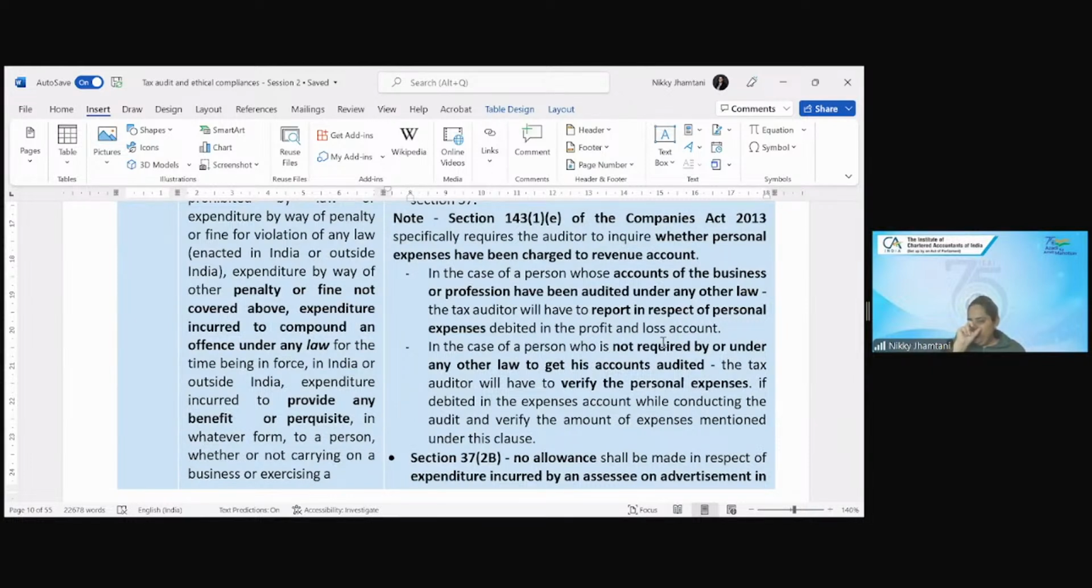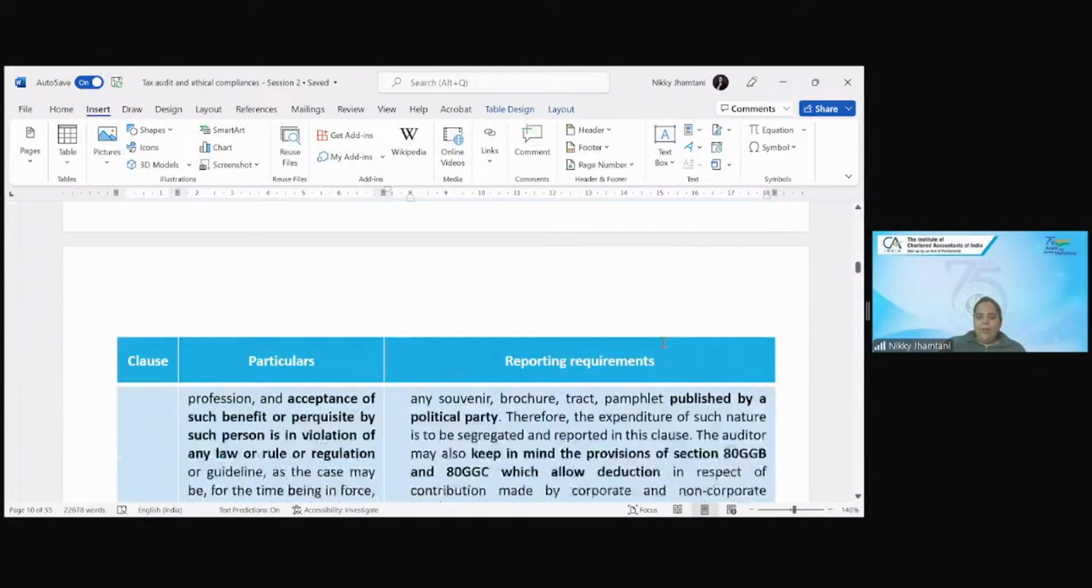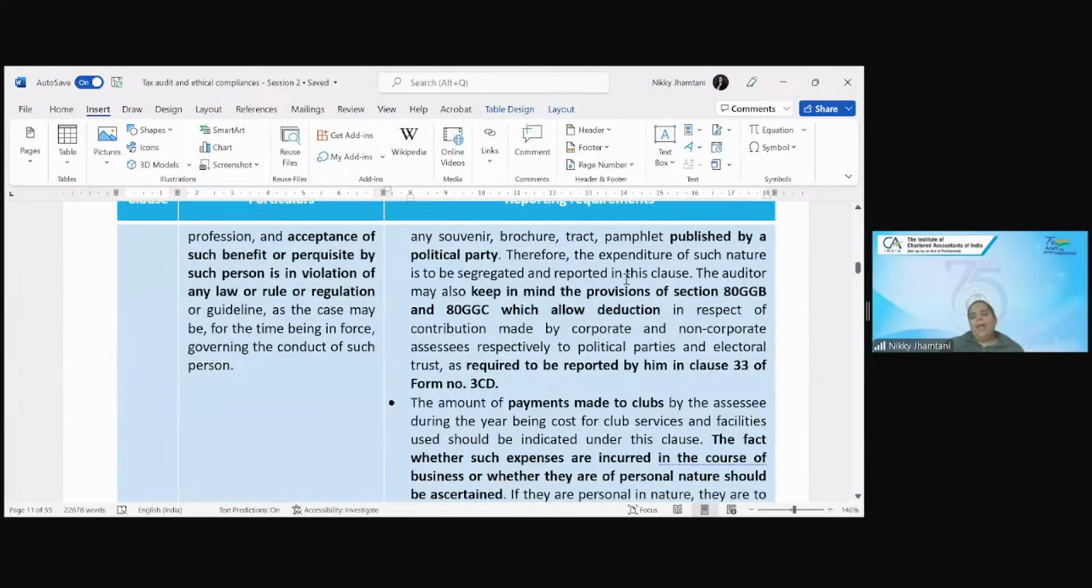Then Section 37(2B): no allowance shall be made in respect of expenditure incurred by an assessee on advertisement in any souvenir, brochure, tract, pamphlet published by a political party. Therefore, the expenditure of such nature is to be segregated and reported in this clause. The auditor may also keep in mind the provisions of Section 80GGB and 80GGC, which allow deduction in respect of contribution made by corporate and non-corporate assessees, respectively, to political parties and electoral trust, as required to be reported by him in clause 33 of Form 3CD.